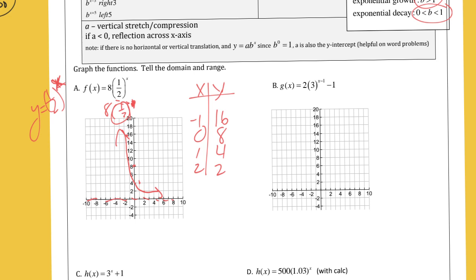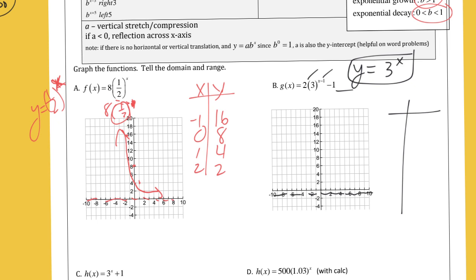This next one has some transformations going on, and I want you guys to practice knowing, hey, this is going to be y equals 3 to the x, and the difference is a vertical stretch by 2. It's going to be right 1 and down 1. So the new asymptote is going to be down 1, and it's going to be right 1. What does that mean? Well, that means the center is not 0. The center is going to be at 1.